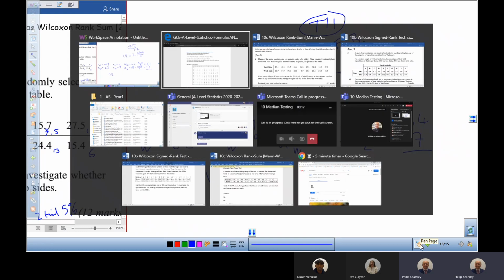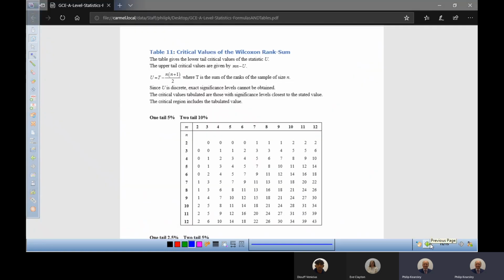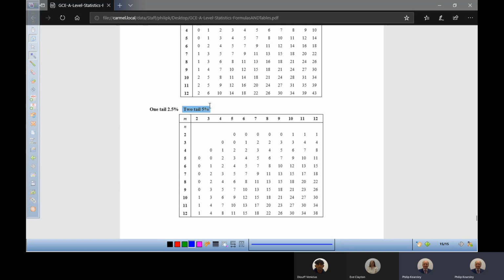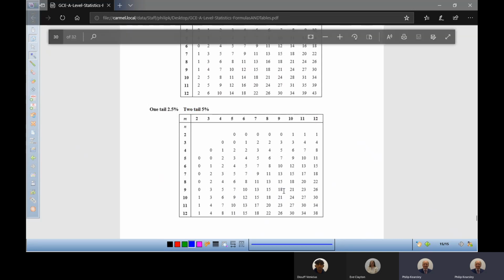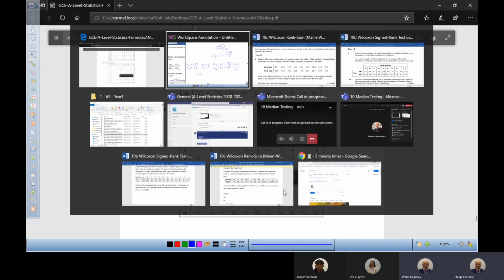It's just there's two tables, isn't there? The top table is the one-tail 5%. That's not the table we're looking at. We're looking at the two-tail 5%. So before you read off 9 and 9, make sure you read off the right table. So 9 and 9, I think is 18. Okay? So two-tail, 5%, read off 9, read off 9.